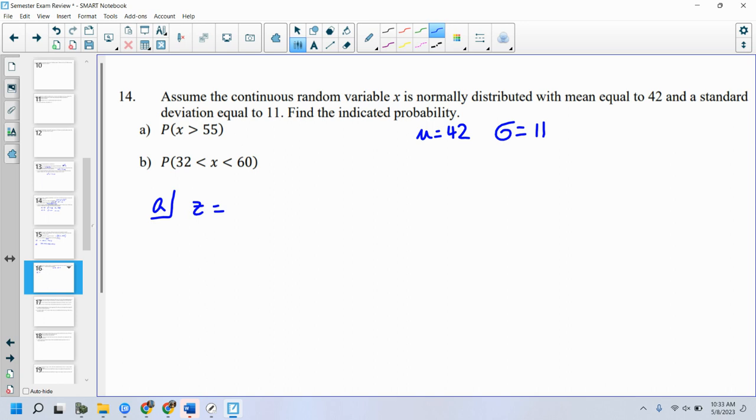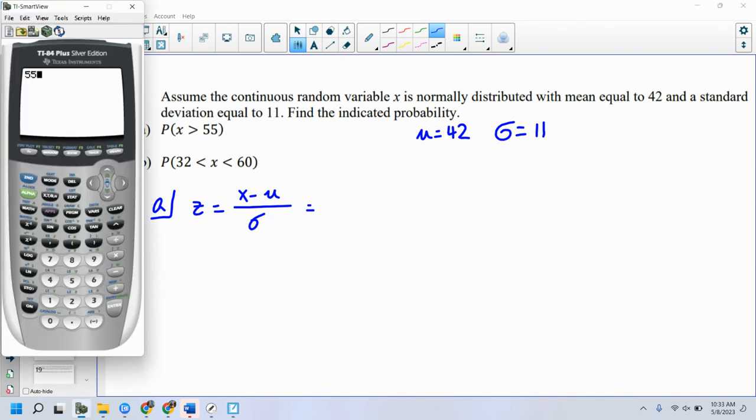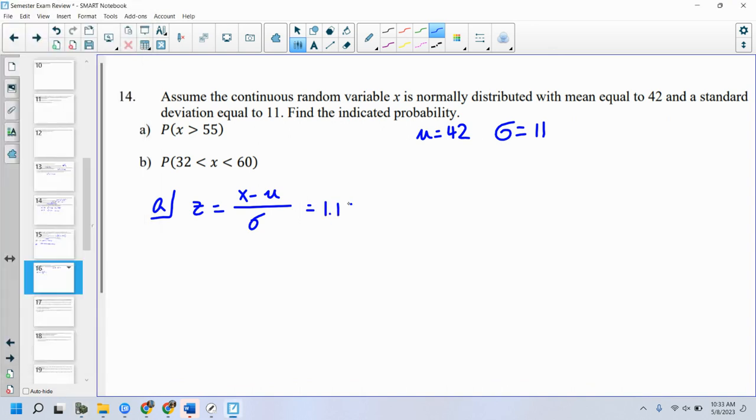So z is equal to x minus mu over sigma. So I've got 55 minus 42 divided by 11. So 1.18 is my z-score. Then I just have to go into my standard normal table, go to my z-score, and look for 1.18.